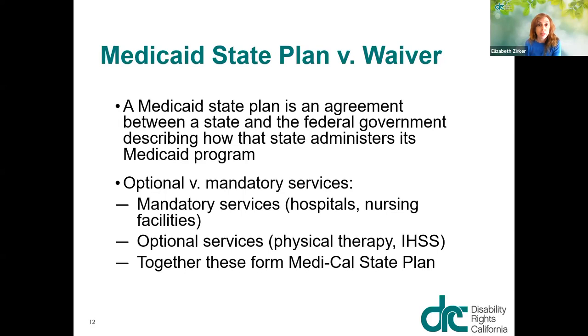And when states participate in Medicaid, states receive federal financial participation, or FFP, and match those federal dollars with state dollars. In some cases, states receive a higher percentage of the cost from the federal government. States can also choose to offer optional services like physical and occupational therapy, dental services, personal care services. In California, for instance, in-home supportive services. And altogether, those mandatory and optional services make up a state Medicaid plan. State plan services must be available statewide and to all people who are Medicaid eligible.